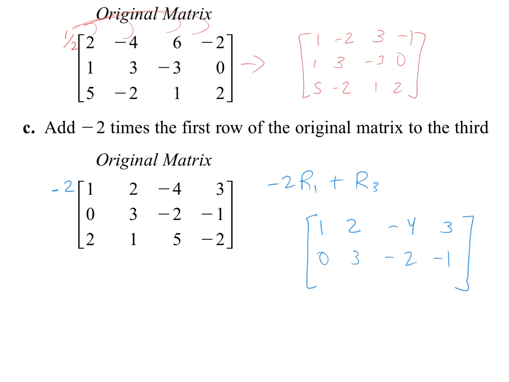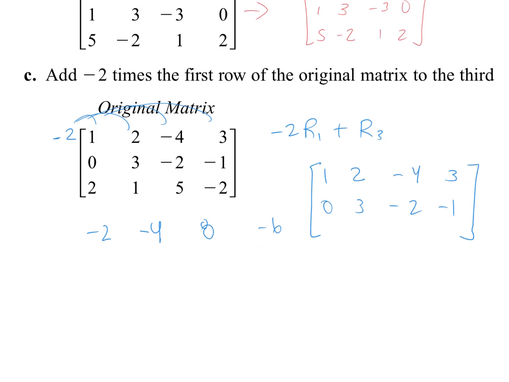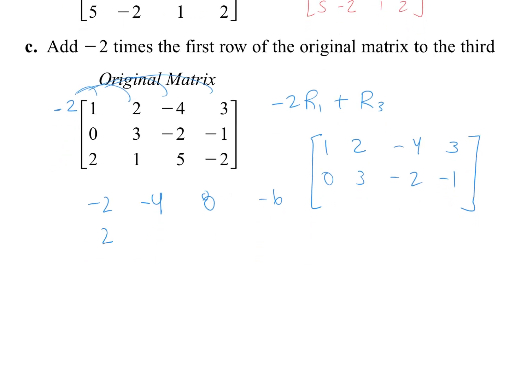The third row is what's going to change. So I'm going to multiply negative 2 all in here. So I have negative 2, I have negative 4, I have positive 8, and I have negative 6, right? And then I'm going to add it to the third row. So 2, 1, 5, and negative 2. That's going to give me my new answer here.